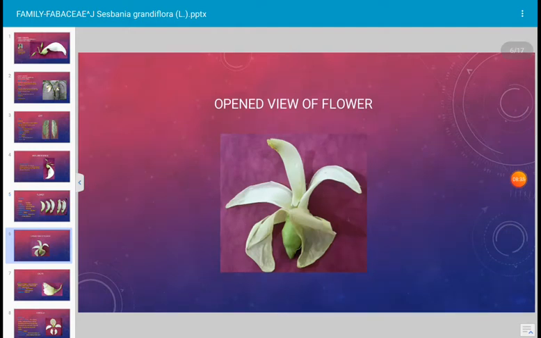This is the flower of Sesbania grandiflora. And I opened this flower by my hand, because otherwise it never opens in this way on the plant. This is to show you the keel petals and standard petals, and I have shown there are 5 petals. This is the open view of the flower.